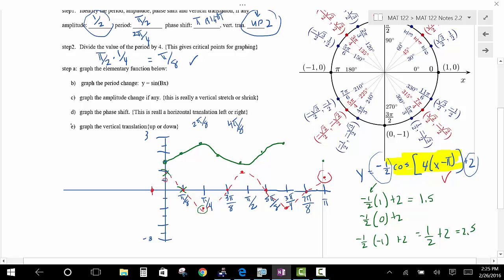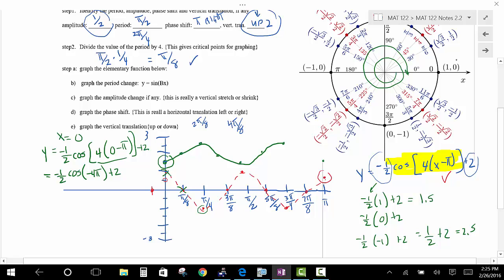Now this problem can get fairly complicated, so I want to show you that if we picked a point, why don't we just say 0. Let's just check this point right here. So let's say x is equal to 0, and let's plug x equals 0 into our function. So we have y equals -1/2 cosine of 4 times 0 minus pi, plus 2. Just work out the whole thing and see what happens. So that is -1/2 cosine. This whole thing is -4 pi, plus 2. Okay, look at a unit circle. There's -2 pi, -4 pi would be 0. So you would have -1/2 times 0 plus 2 like that.